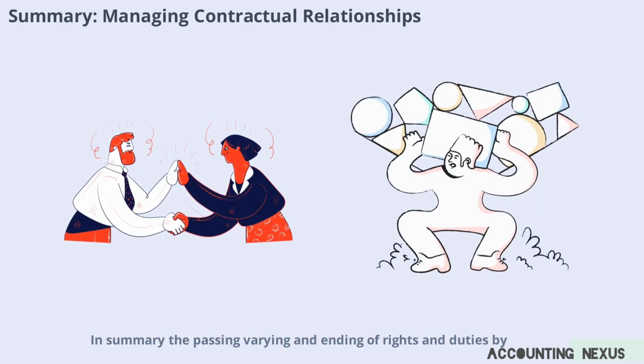Summary: the passing, varying, and ending of rights and duties by agreement are essential tools in contract law. Whether through cession, variation, delegation, assignment, novation, or compromise, these mechanisms allow parties to adapt their agreements to new situations, manage risks, and resolve disputes. Understanding these concepts helps ensure that contractual relationships remain fair, flexible, and legally sound.